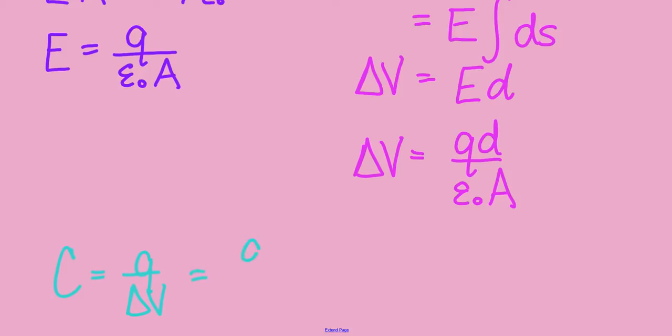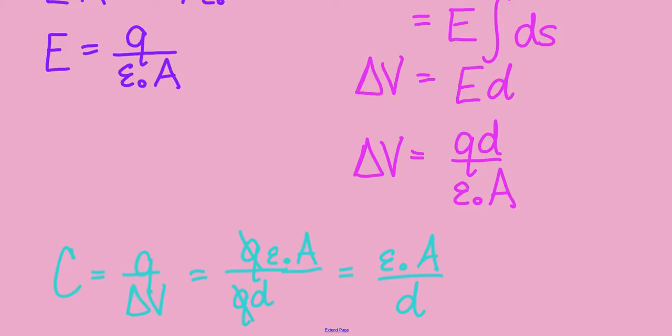And that means that I have q divided by this fraction, and of course when I have a fraction in there, it's like I multiply by its reciprocal. And since I have a q in the numerator and a q in the denominator, I find that the capacitance is equal to epsilon naught times the area of the plate divided by the distance between the two plates.